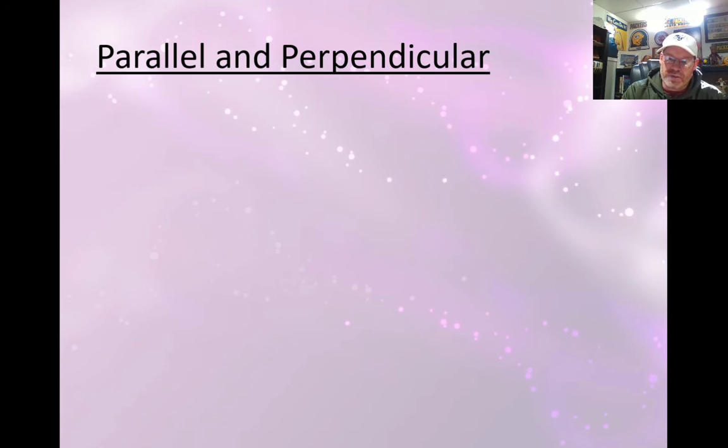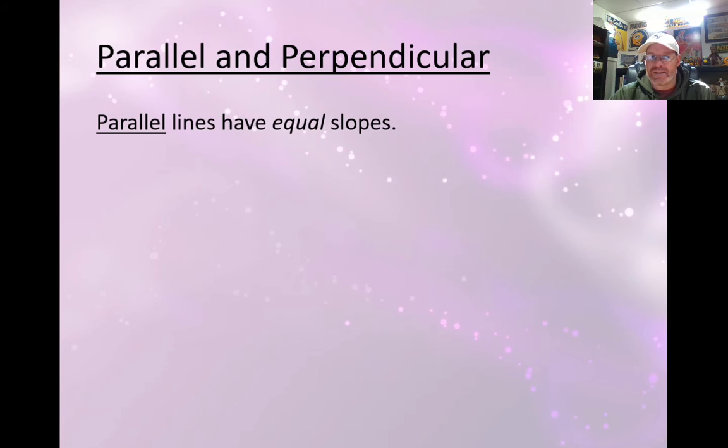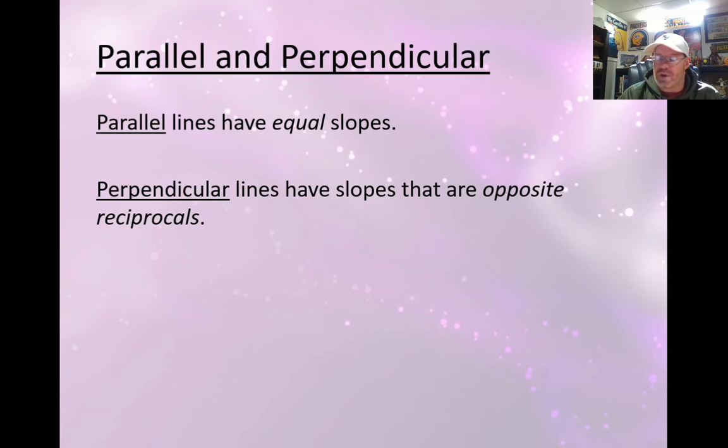So you need to remember that parallel lines have equal slopes, and perpendicular lines have slopes that are opposite reciprocals, meaning you change the sign of them and you flip them if it's a fraction. So if a regular slope is 2/3, a perpendicular slope is -3/2.